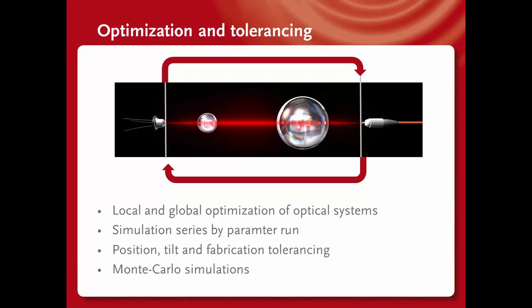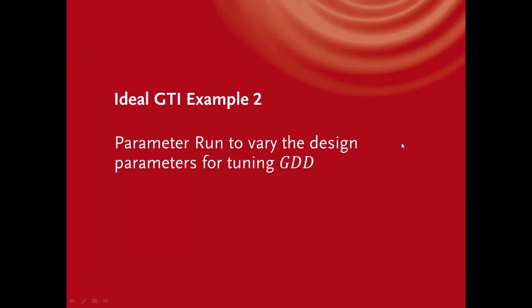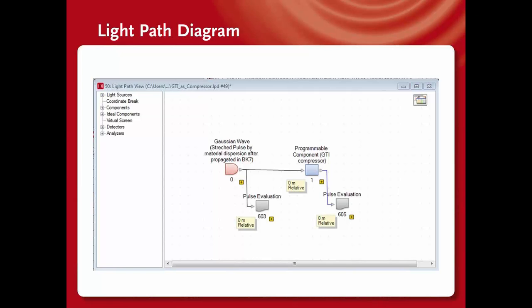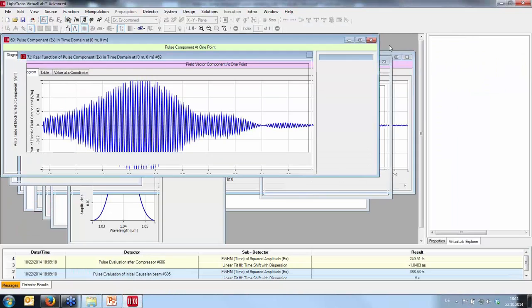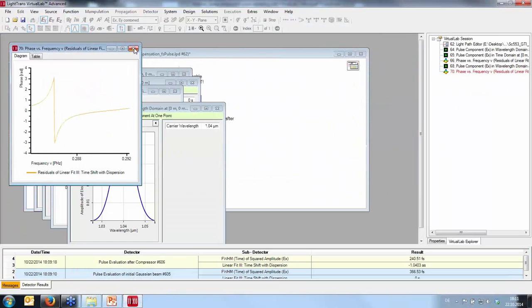And you can do this by a local or global optimization algorithm, but you also could do a so-called parameter run, which allows you to do a simulation series. And this is the fundamental for position, tilt and fabrication tolerancing, as well as for Monte Carlo simulations. I will quickly show you this again with the GTI example, and I will now vary the angle of incidence of the pulse in the GTI for tuning the GDD, to see how the change of the angle of incidence is changing the outcoming pulse length.